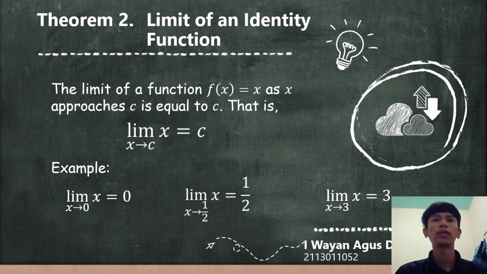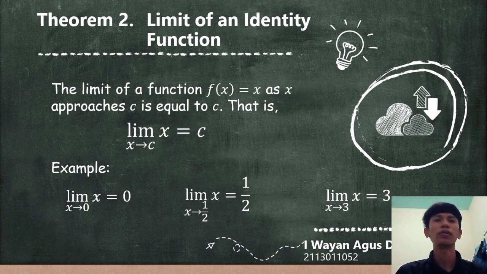Okay everyone, let's move to another theorem of limit. Theorem 2: limit of an identity function. The limit of a function f of x equal x as x approaches c is equal to c. That is simple. We have the limit of x as x approaches c equals c.